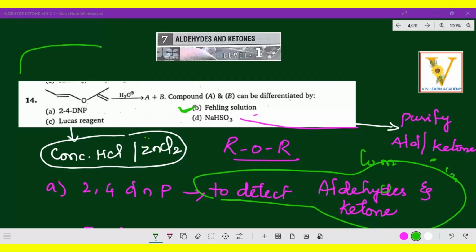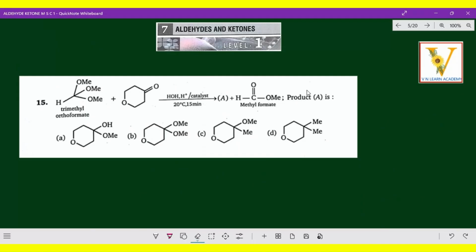Come on, let's go to the next question. Methyl formate you are getting. Now you have to identify the product A and its structural formula. Okay, first and foremost, let me draw the structure of the methyl formate for you to understand. Here hydrogen is connected with carbon, here OMe, on this side OMe, and then again OMe. So this is trimethyl formate.